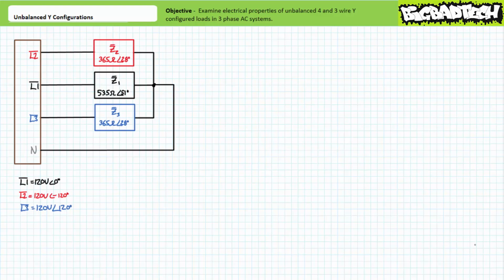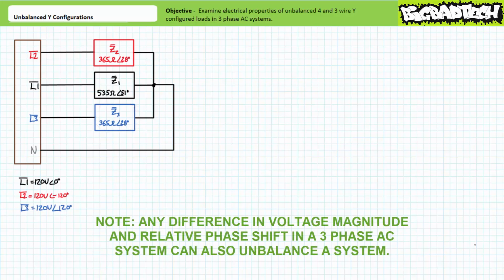Consider a 120, 208 volt, 60 Hz 3-phase AC source supplying power to an unbalanced 4-wire Y configuration. Load impedance Z1 has a magnitude of 535 ohms at an angle of 51 degrees. This is the odd man out. Load impedance Z2 has a magnitude of 365 ohms at an angle of 28 degrees. And finally, load impedance Z3 also has a magnitude of 365 ohms at an angle of 28 degrees. This is the definition of an unbalanced load. Impedance Z1 has a different magnitude and angle than either Z2 or Z3.